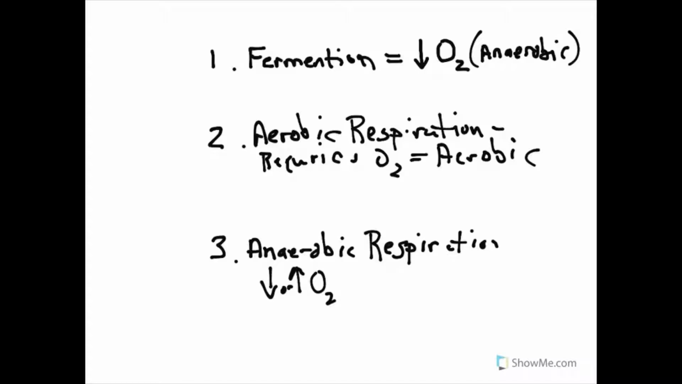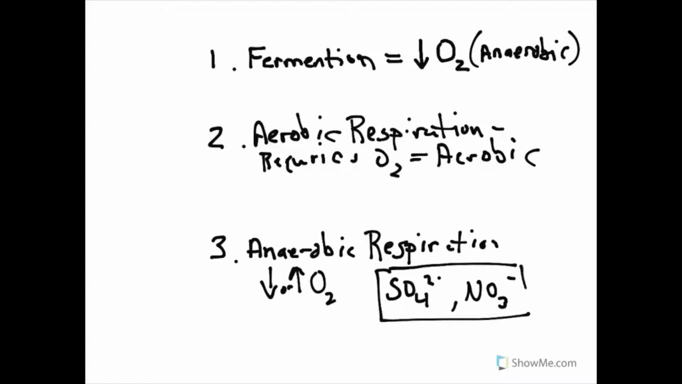And so that means it must use something else. Like it might use, for example, SO4 2 minus, or maybe NO3 minus ions to actually act as an electron acceptor, sulfate and nitrate ions to act as an electron acceptor, not O2. Now, this will make more sense, though, as we get into the electron transport chain and actually discuss it.